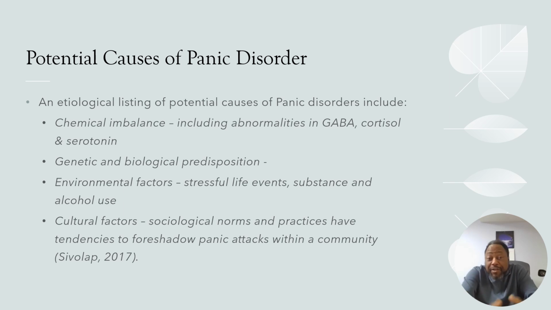An etiological listing of potential causes of panic disorders include, but again, not limited to, chemical imbalance, which includes abnormalities in GABA, cortisol, and serotonin. It also includes genetic and biological predisposition. I think I read somewhere that about 40% of first generation clients are predisposed to having panic disorder within the same familial line. That's under genetic and biological predisposition.